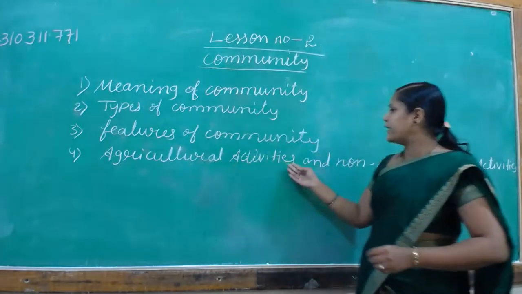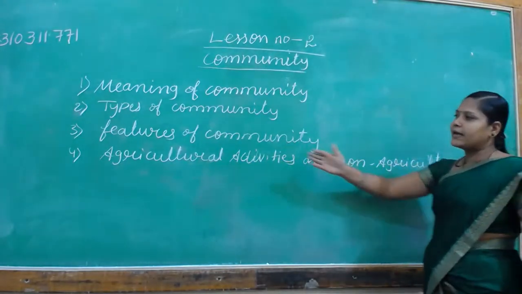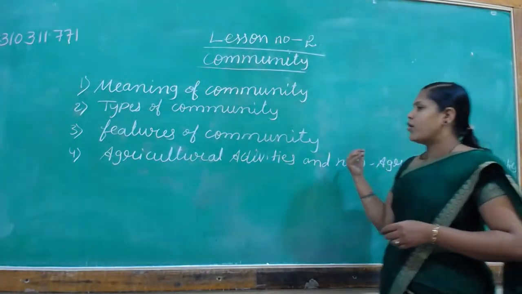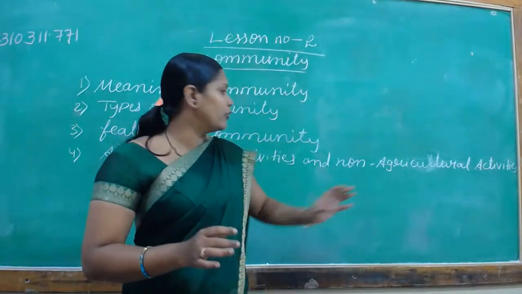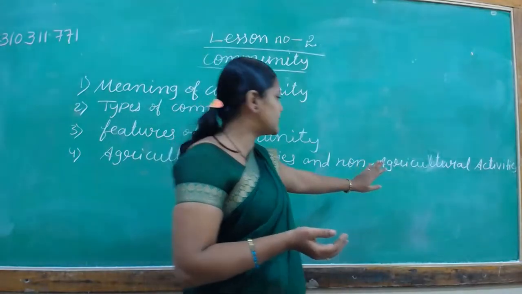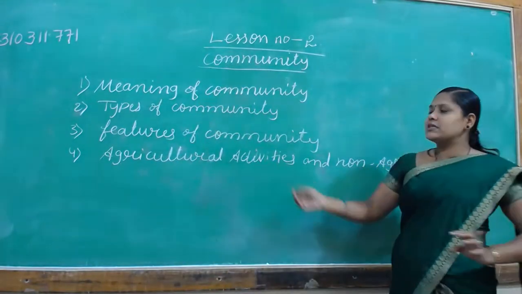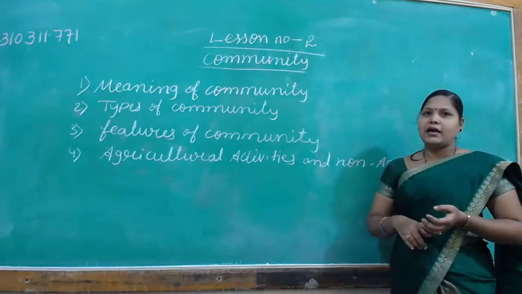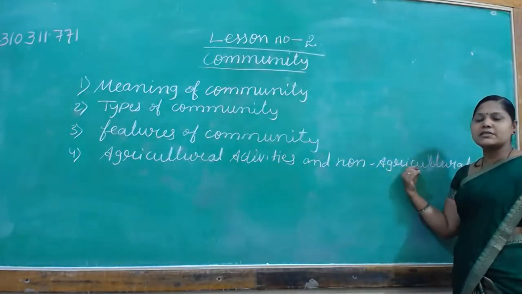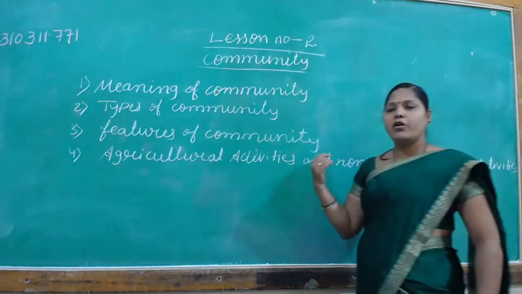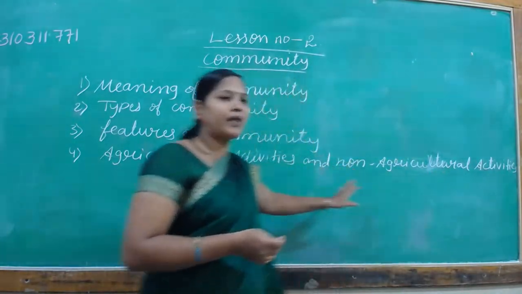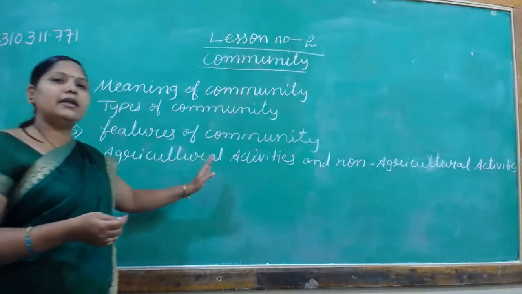And agricultural activities and non-agricultural activities. Agricultural activities means they are linked to agriculture. Non-agricultural activities means it is not in the field, they cannot work in the field, for example, carpenter and basket weaving. Agricultural activities means sericulture, poultry, fishery and cropping. Non-agricultural activities means blacksmithing, weaving, basket weaving. These are craft workers. You already got to know more about these in the previous class.